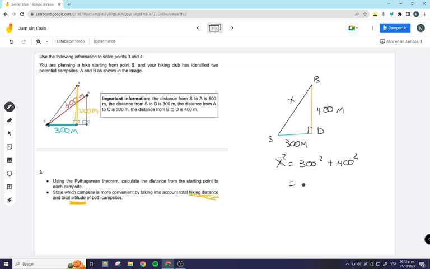Okay, what is 300 squared? If you do the multiplication, you will get that it's 90,000. And if you make 400 squared, it will be 160,000. Those should be added to get x squared. If you add these two things, what do you get? You get 250,000. That's x squared. And remember, we still need to do the square root of that.